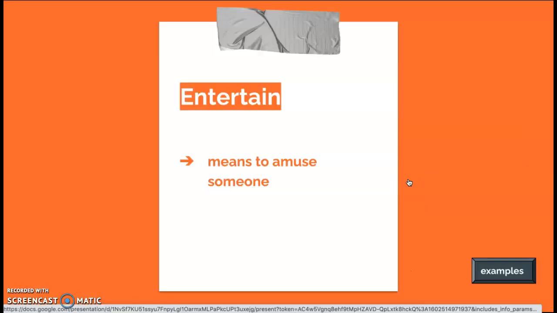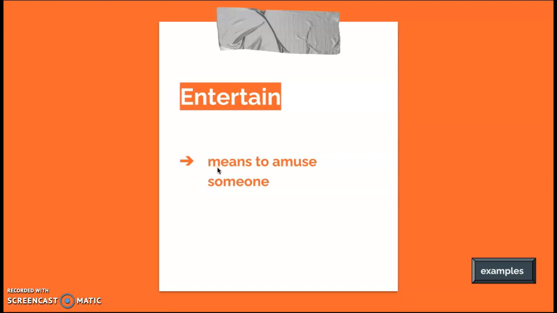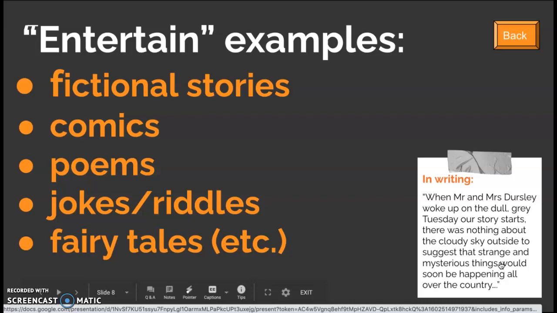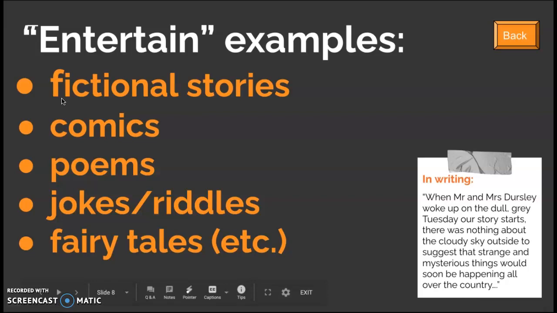And finally, we have entertainment writing. And this is basically created to amuse the audience. So any novel that you read is usually created to entertain. Let's look at some examples. So here, fictional stories. They could be short stories. They could be complete novels. They could be groups of novels, anything like that. Comics, poems, jokes and riddles, fairy tales, etc. are all written to entertain you.